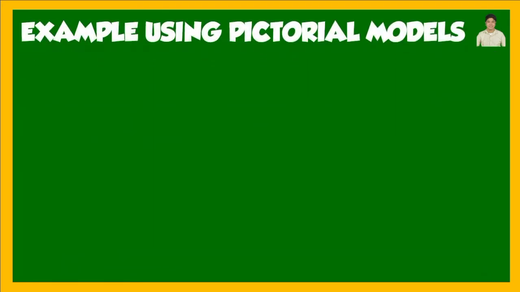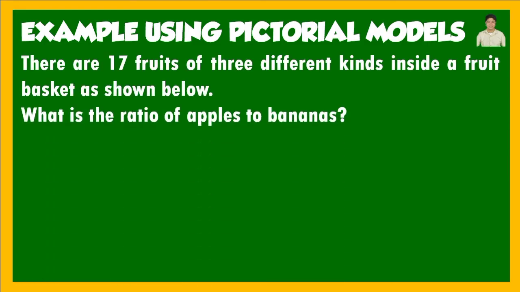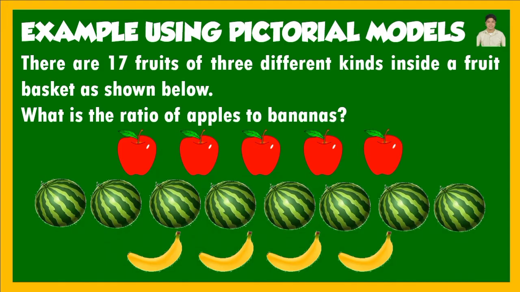So, let us now have example using pictorial models. So, there are 17 fruits of different kinds inside the fruit basket as shown below. So, ito yung mga fruits na nasa basket. So, ayan. What is the ratio of apples to bananas? So, syempre, yung una po natin is yung apples, pangalawa natin watermelons, and then yung pangatlo naman nating figure is banana. So, ratio of apples to banana.